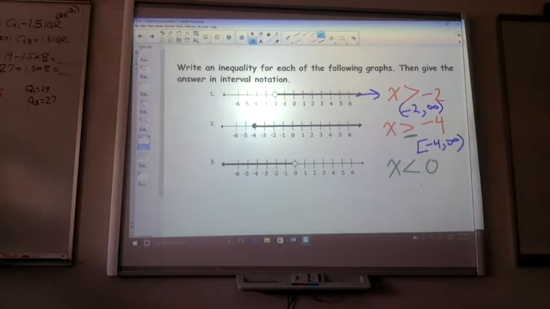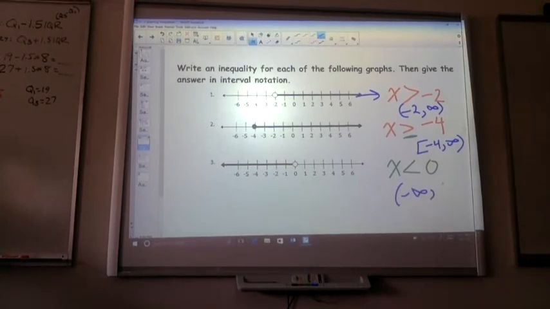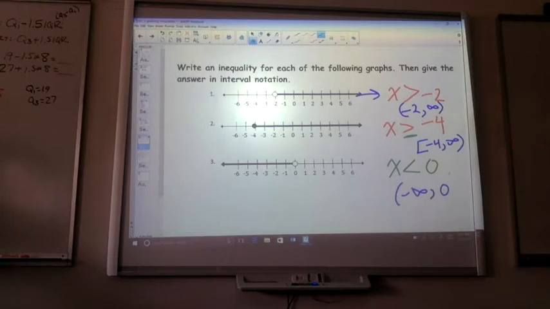Okay. So this one, where am I really starting from? 0. No. Where am I starting from? Almost. Where am I starting from? Negative infinity. And that's rounded. Where am I ending? At 0. Round or square? There you go.